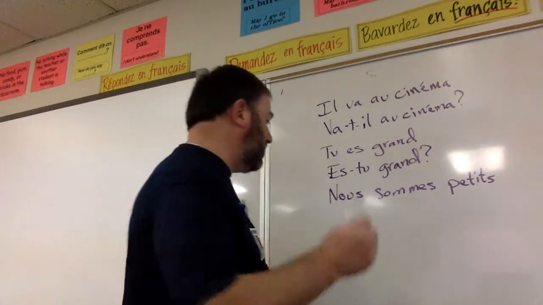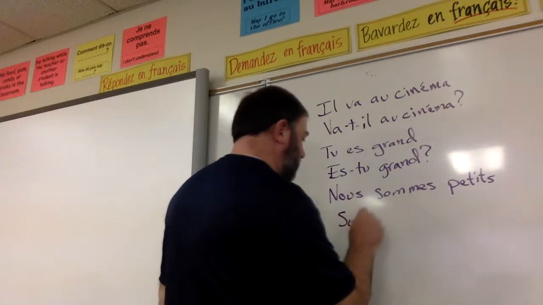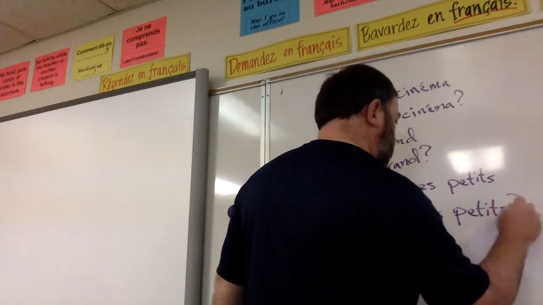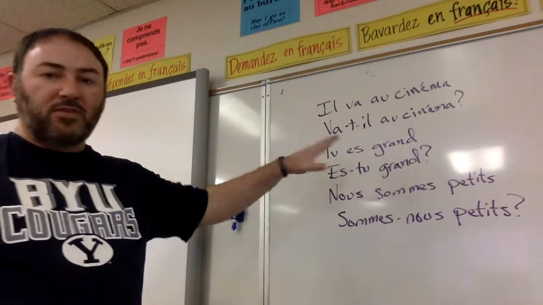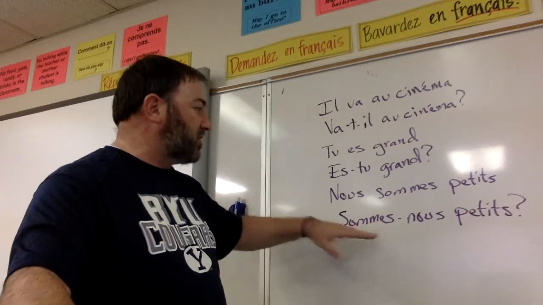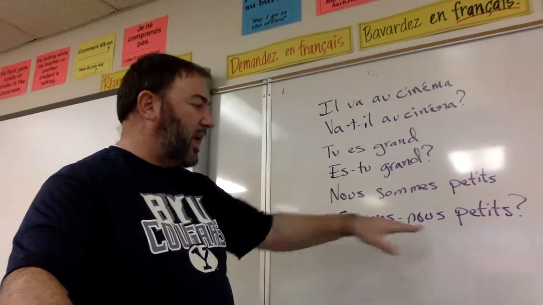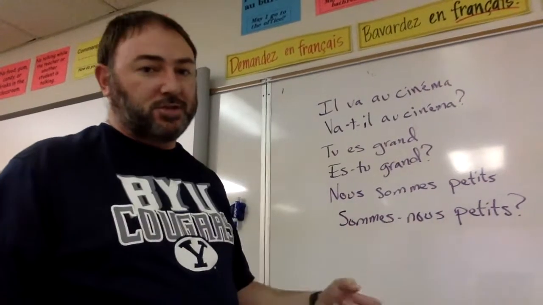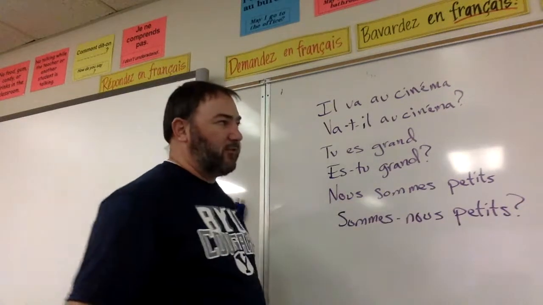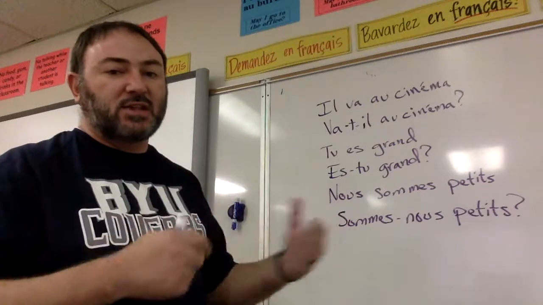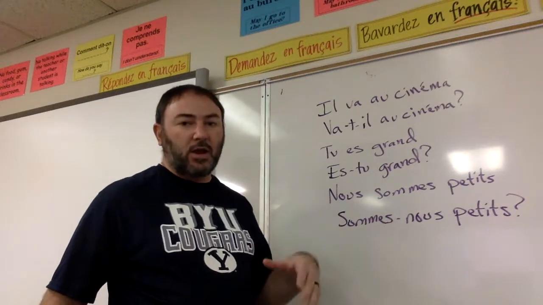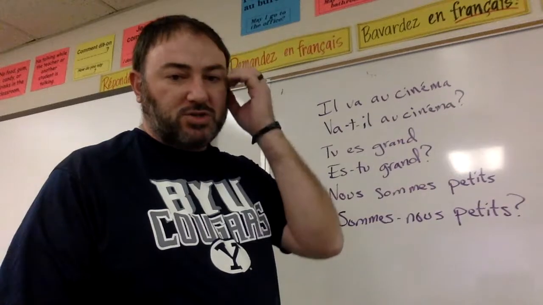Our last one, nous sommes petits. We are going to use inversion: sommes-nous petits? The thing you always have to remember when you're doing inversion is that because the verb comes first, you need to have a hyphen in between the verb and the subject. Always when you're doing inversion, you always have to have this hyphen in the middle. You can't just go sommes nous petits and not have a hyphen. It's got to have the hyphen because it goes against normal sentence structure. So you have to have the hyphen here to make it an inverted question, a question using inversion.